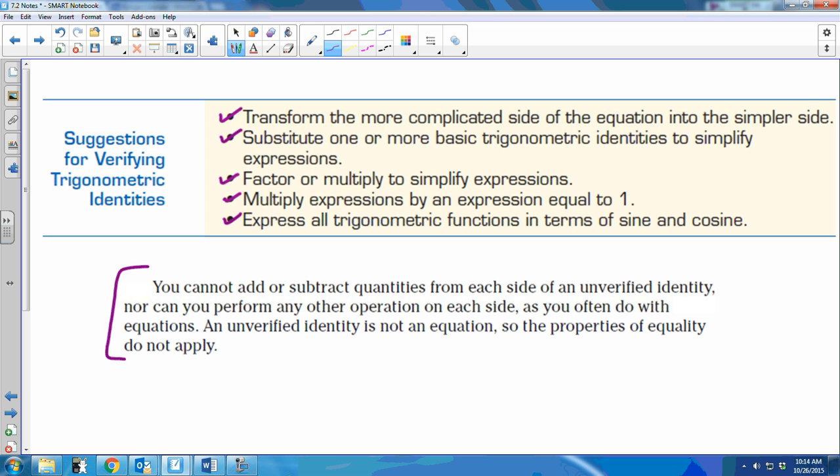So like I said, don't try to solve equations. Don't try to divide out sine from each side, or subtract cosine from each side, or anything like that. If you're verifying them, you don't know that they are true. They all are going to be, but you are proving that they are true. All right? So you can only work with one side at a time. That's the most important part. Okay?